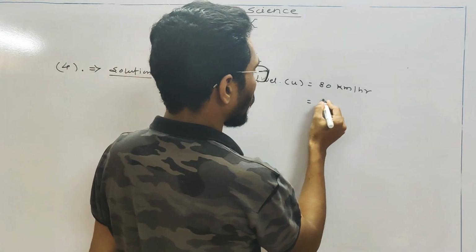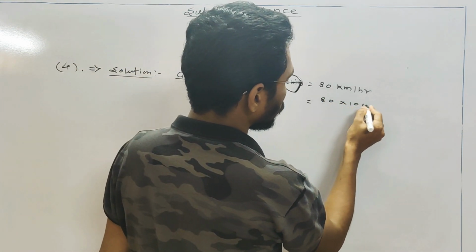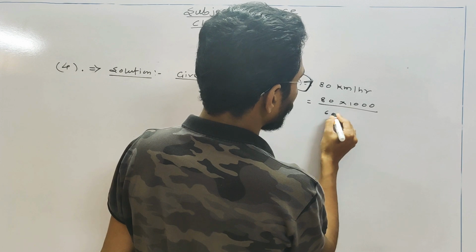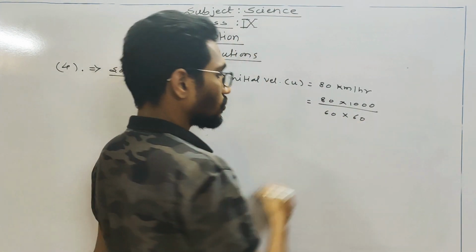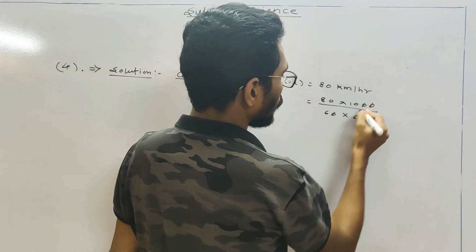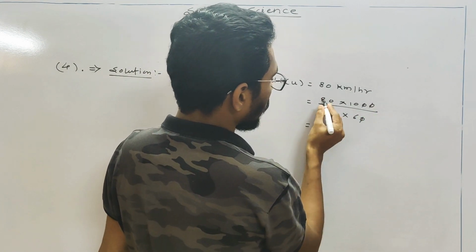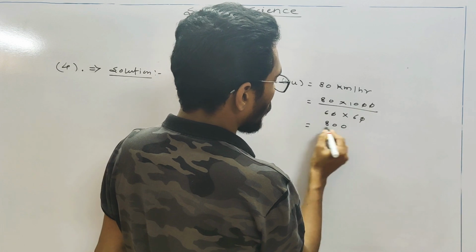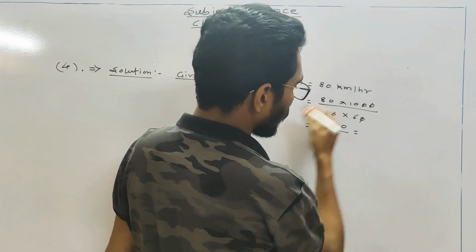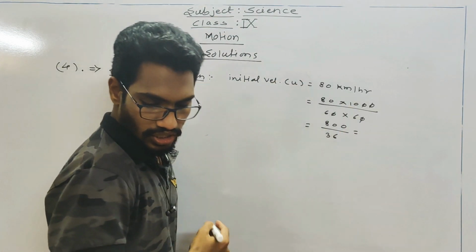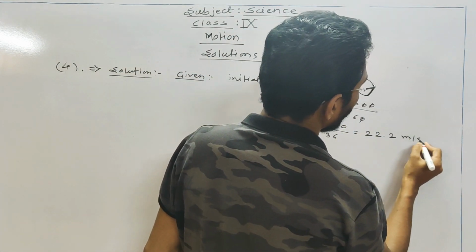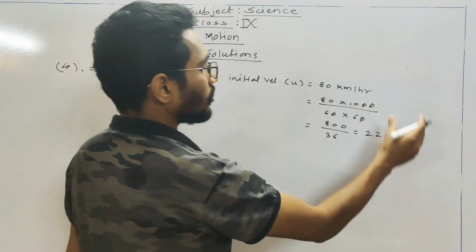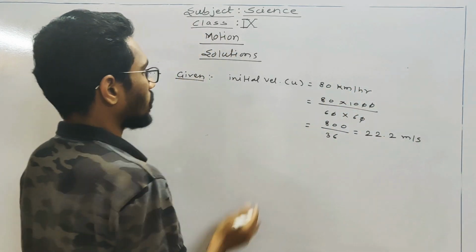In the very similar manner, 80 into 1000 by 60 into 60, or we can directly multiply by 5 by 18 into 80. Here you will get 80 into 10, 800 by 36. Make a calculation, you will get the answer, that is 22.2 meter per second. So 80 kilometer per hour is nothing but 22.2 meter per second.